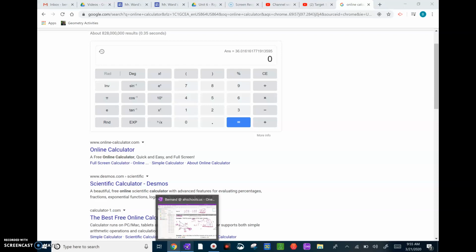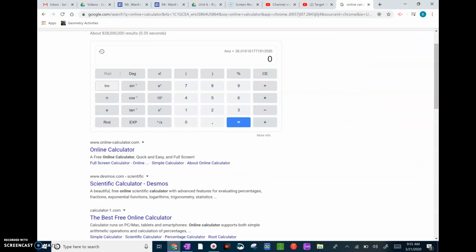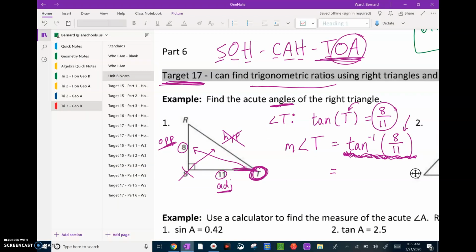So again, to remind you, what we want to type in is tan -1, and then 8 divided by 11 in the parentheses. So let's come back here. We'll hit the tan -1. Notice it says arctan on my screen. It means the same thing as tan -1, so don't get thrown off by that. And then we'll type 8 divided by 11, and we'll close the parentheses. Always remember to be in degree mode, and this is going to tell us about 36.0 degrees. So angle T is 36.0 degrees, and that's our answer.